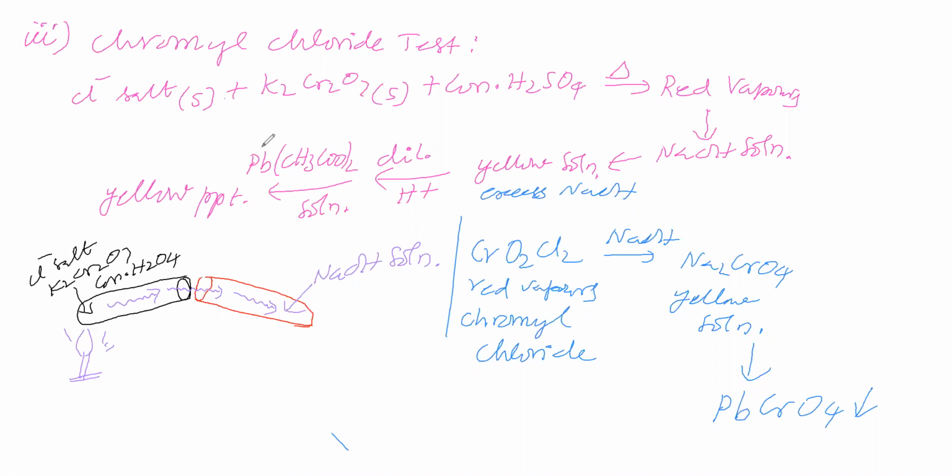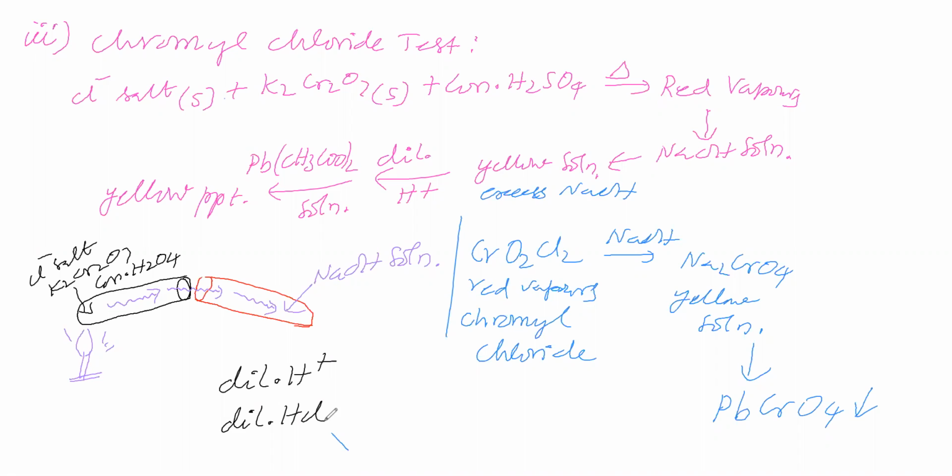How to avoid formation of lead hydroxide? Neutralize sodium hydroxide completely before adding lead acetate. So we have to remove sodium hydroxide completely before adding lead acetate, by neutralizing it. To neutralize sodium hydroxide we have to add dilute acid. Which dilute acid shall we add? Shall we add dilute HCl?